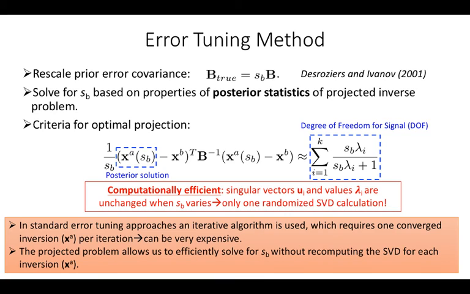So the last method, we can also efficiently perform error tuning. Starting from some prior, which might not be the true prior, we scale it until we match some criteria. Usually, to match this criteria, we need an iterative method where we need to do one full converged minimization for each iteration. With our method, we can do that at no additional cost because we don't change the initial singular value decomposition. So it's done at no additional cost.